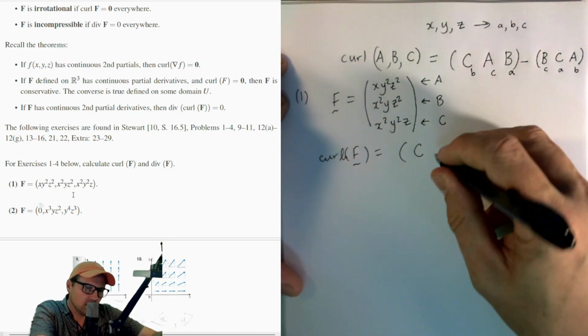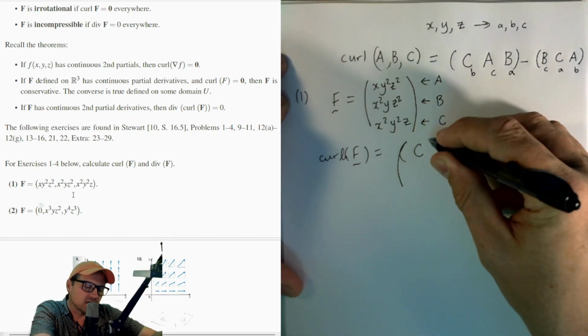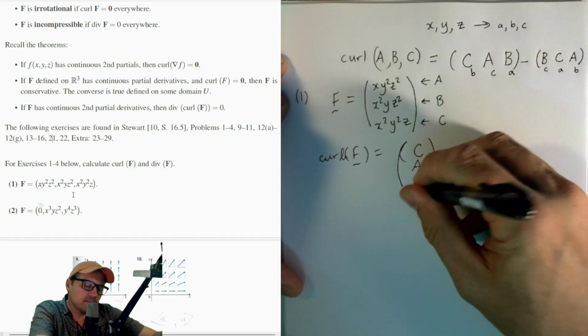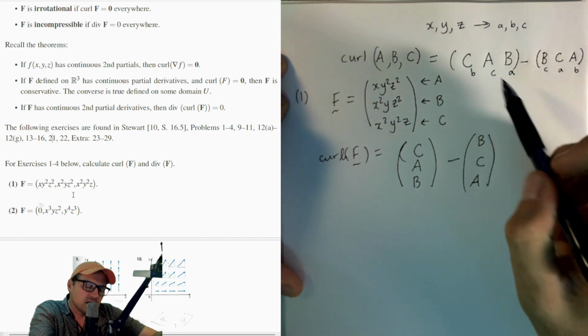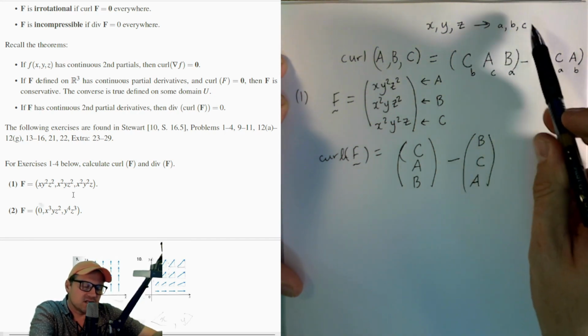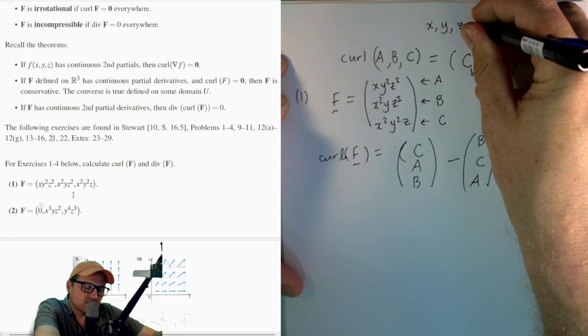So C, and I guess I should continue to write this vertically. So C, A, B minus B, C, A. But now let's put the subscripts in. So rather than use lowercase ABC here, I'm just going to translate back to XYZ.